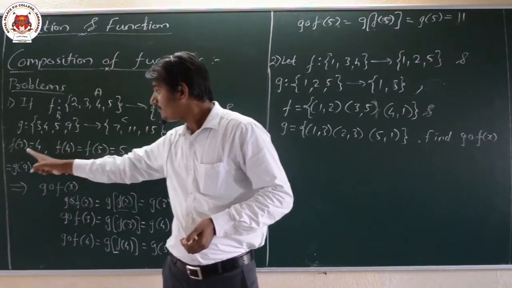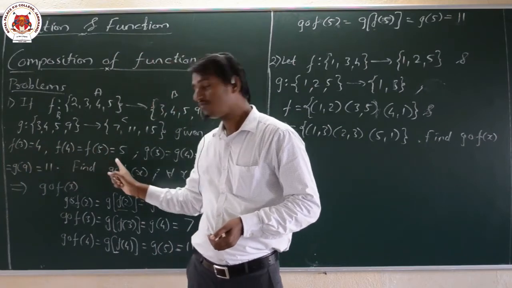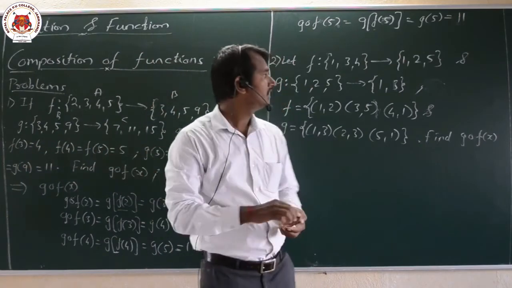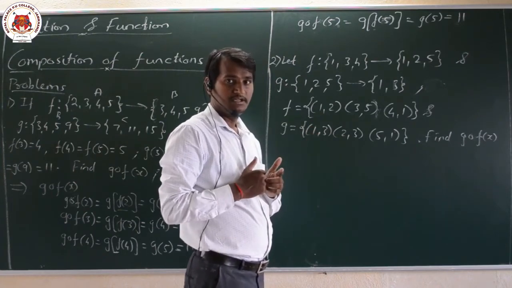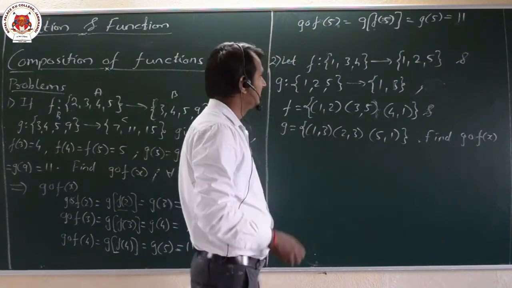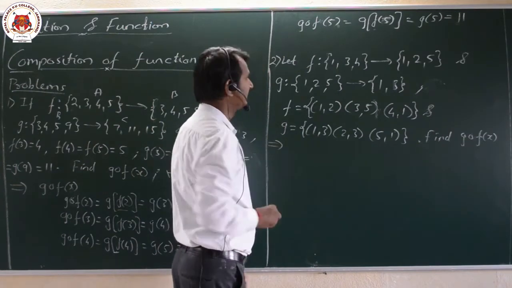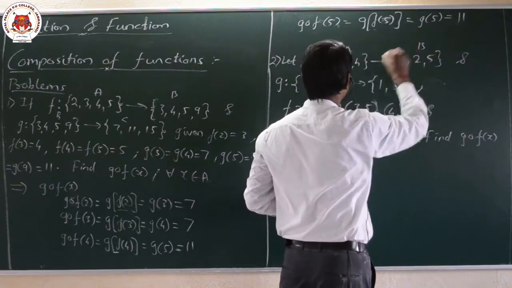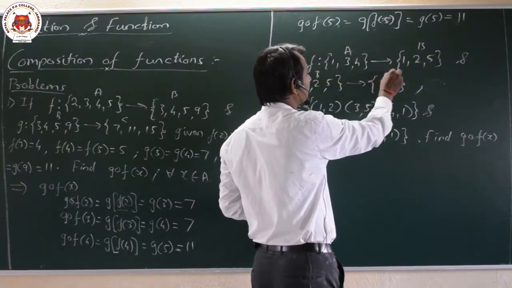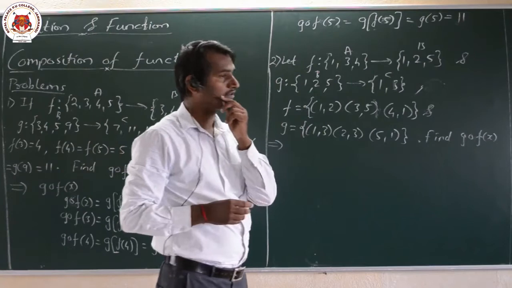Okay, that is f of 3 equal to 4, f of 4 equal to 5, like this he has given directly. Here he has not given directly, but he has given two functions in roster form. Now let us observe here. A function f is there from A to B, and g is a function from B to C.